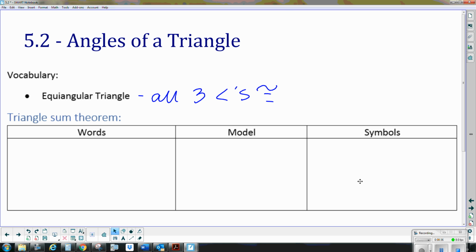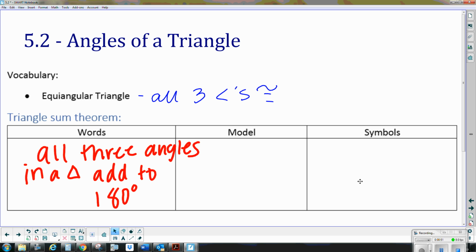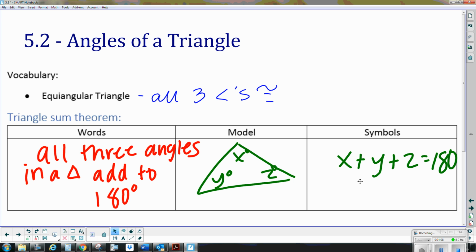In this lesson, we're going to focus on the triangle sum theorem, and this theorem says that in a triangle, all of the interior angles add up to 180 degrees. To demonstrate this with a model, we can draw a triangle and label each interior angle with a different variable, and we can write this theorem out. It says x plus y plus z is equal to 180 degrees.